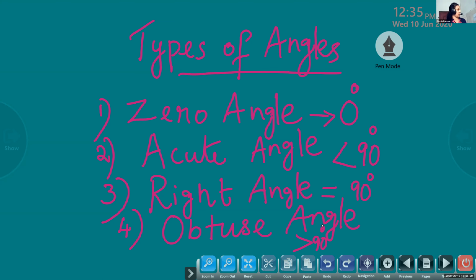Now we have learned 4 types of angles. After that, we are going to learn 3 more types of angles. That is straight angle.